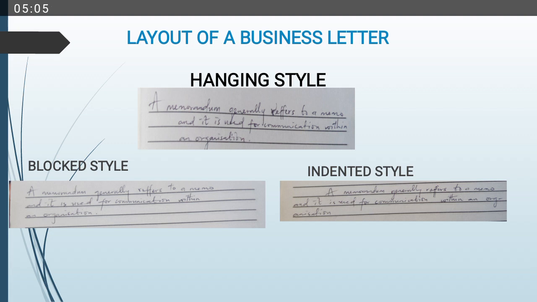Hanging style. Hanging style is when the first line of the write-up begins at the margin and the subsequent lines begin with 5 character spaces to the right until it finishes. It is only the first line that will come at the margin, the other ones will follow each other by giving 5 character spaces to the right.